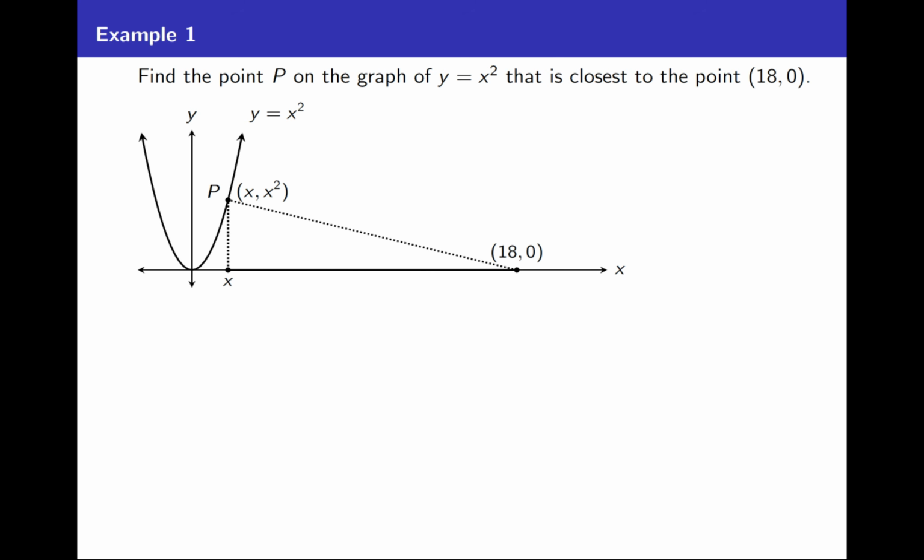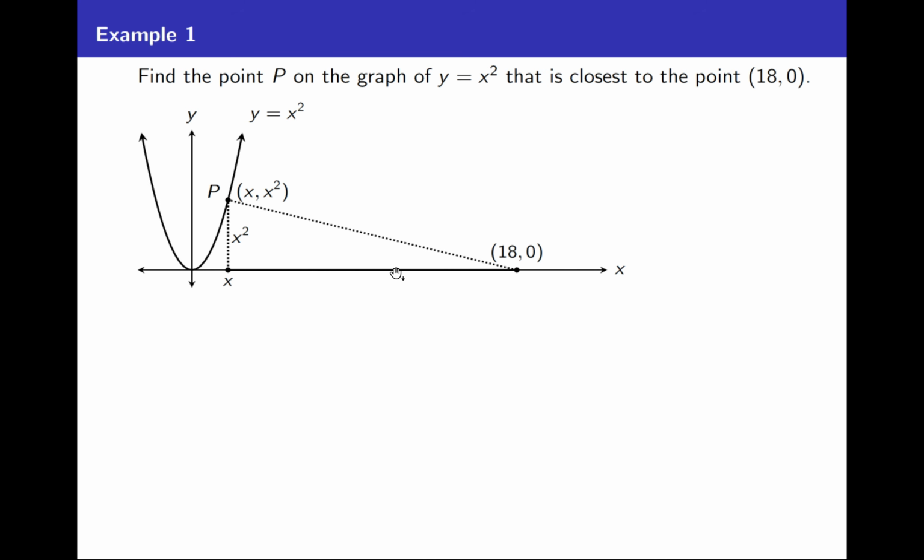Now to find the minimum distance, we would need a function that gives us the distance so that we can find its absolute minimum. So let's think about how we would do that. We want a function of x that tells us the distance from P to 18 on the x-axis. Well, one thing that you'll see here is that there is a right triangle where the distance is the hypotenuse. So perhaps we could use the Pythagorean theorem. We'd need to know the lengths of the legs of that triangle. The vertical leg is easy to find because that's the y coordinate of P, so it's going to be x squared.